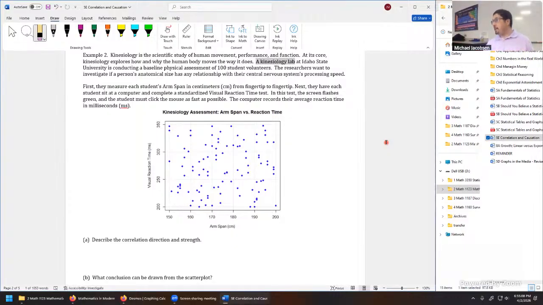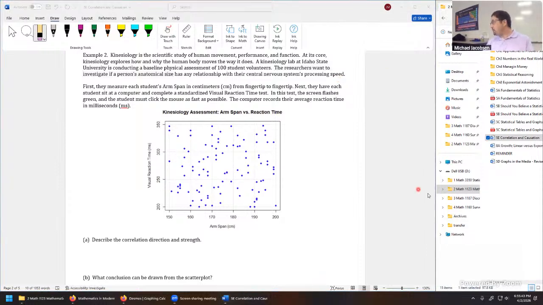The kinesiology lab at Idaho State University is conducting a baseline physical assessment of 100 student volunteers. So that's why we see a lot of data here. There's 100 dots. If you were to count them, if you came short, it might be because one dot is really close to another one, kind of overlapping, which can happen on a scatter plot. The researchers want to investigate if a person's anatomical size, their height, their measurements, and so on, has any relationship with their central nervous system's processing speed.